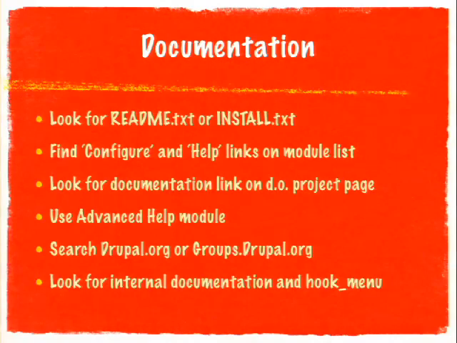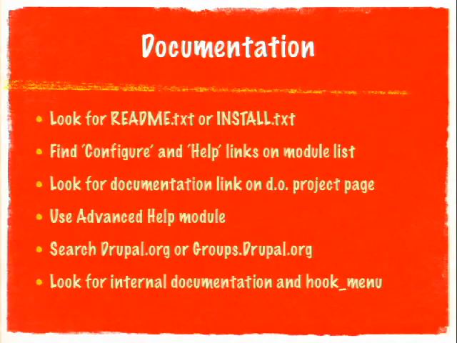You can try the advanced help page. You can look on the project page. There's supposed to be a place where they can put a link to documentation. It's in the right sidebar and it says documentation. So there should be a link there. Not all projects do it, but that should be a link to Drupal.org documentation pages. You can try the advanced help module. Some modules have better advanced help than others. Some don't use it at all, but there might be good help there. Search through Drupal.org and groups.drupal.org. A lot of times, interesting things will pop up on groups.drupal.org.